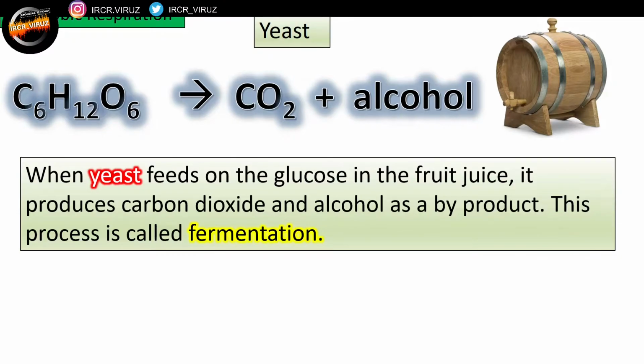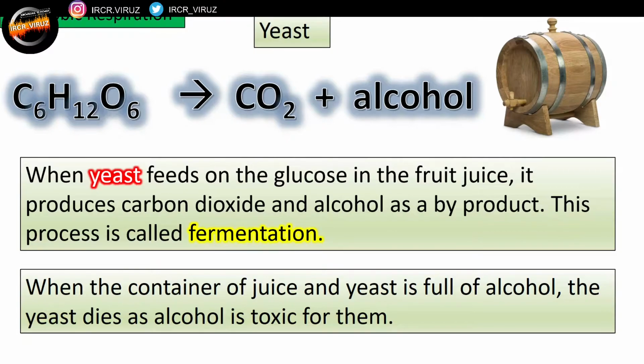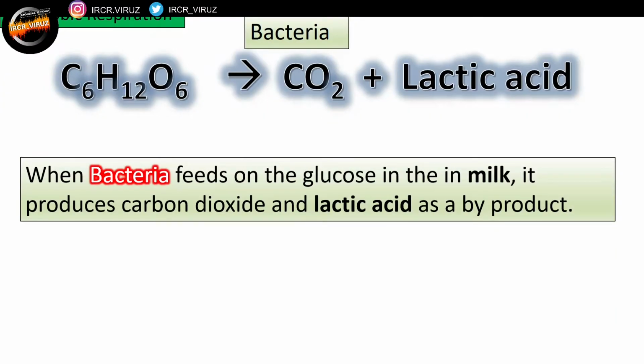This process is called fermentation. Okay, when the container of juice and yeast is full of alcohol, the yeast dies as the alcohol is toxic for them. Now in bacteria, you're gonna have a different product. Instead of getting alcohol, you're gonna get lactic acid. So you have glucose, which gives you carbon dioxide and lactic acid. When the bacteria feeds on the glucose, the sugar in the milk, it produces carbon dioxide and lactic acid as a byproduct.